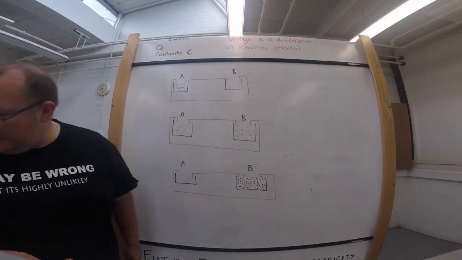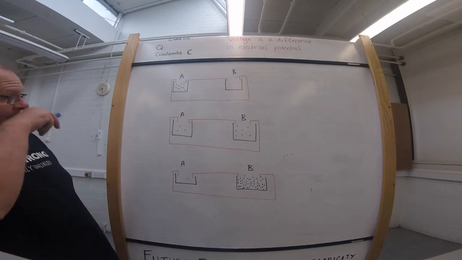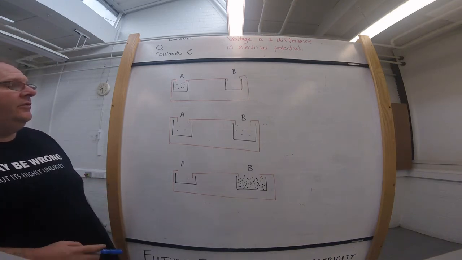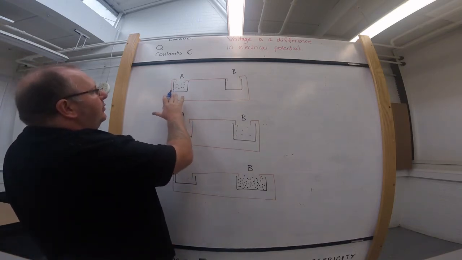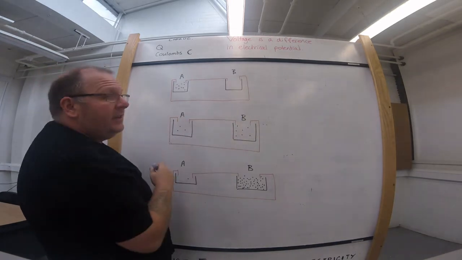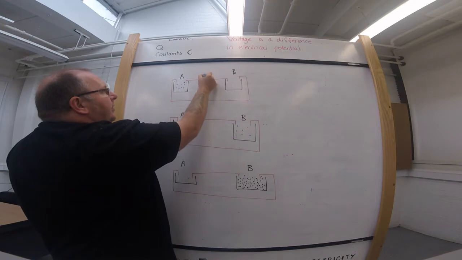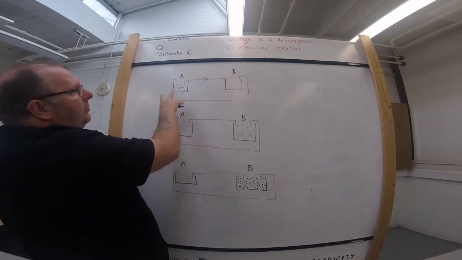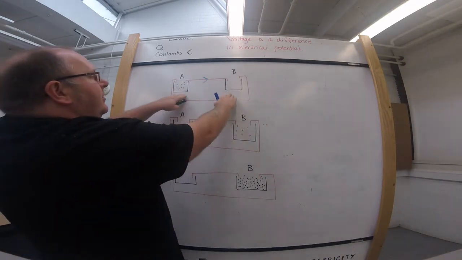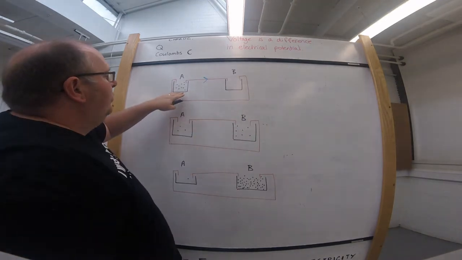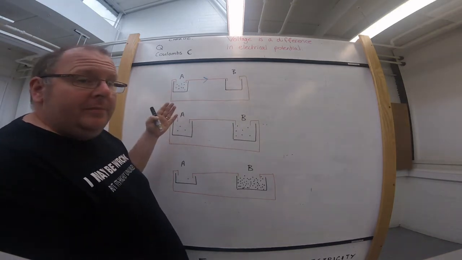Pause the video and have a think about it. Right, for those of you who said that charge would flow from A to B, that's correct. The current flows from A to B because we have a difference in potential. There are more charges here than there are there. So we have a voltage.